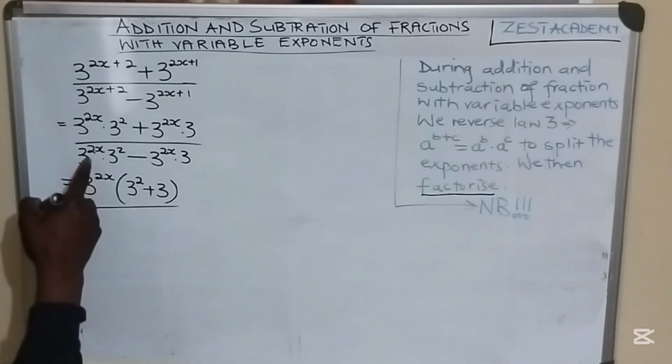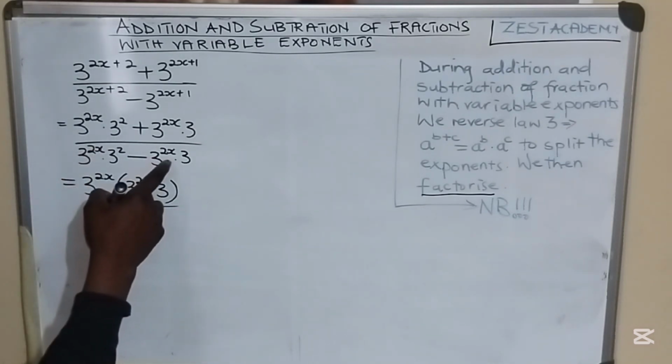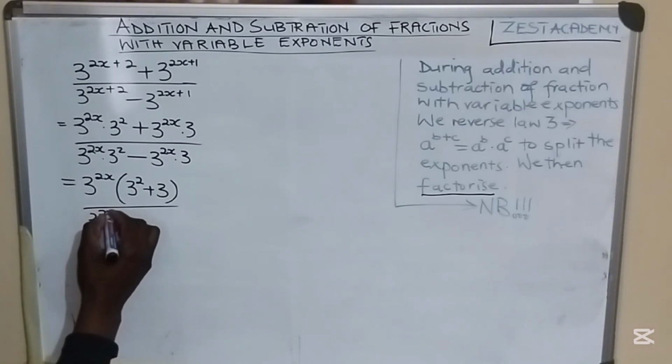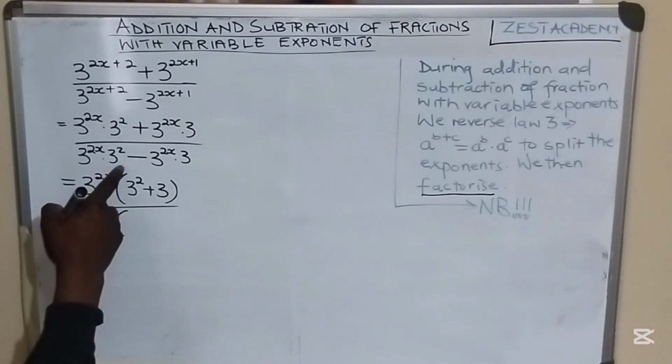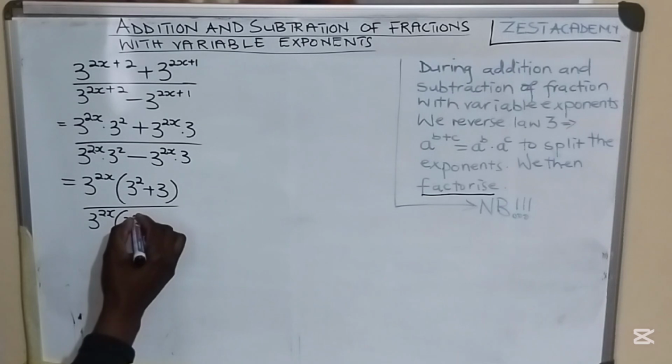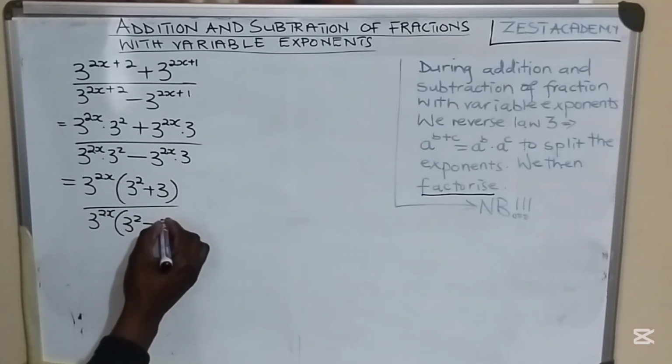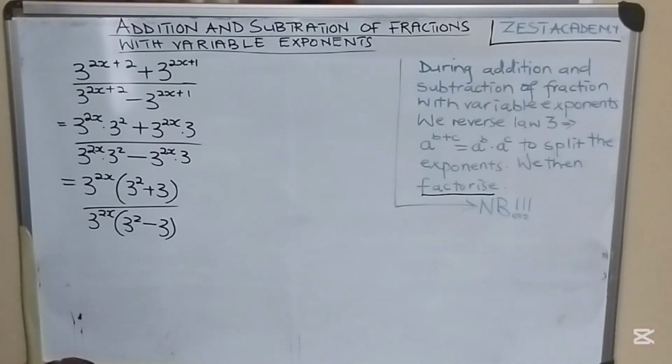We're going to have 3 to the power of 2 plus, and then here we're going to have a 3. All over at the bottom, we also have 3 to the power of 2x, and we also have 3 to the power of 2x there. So let's take it out. If we take it out, inside we're going to be left with 3 to the power of 2 minus, this is out, so we're left with minus 3.